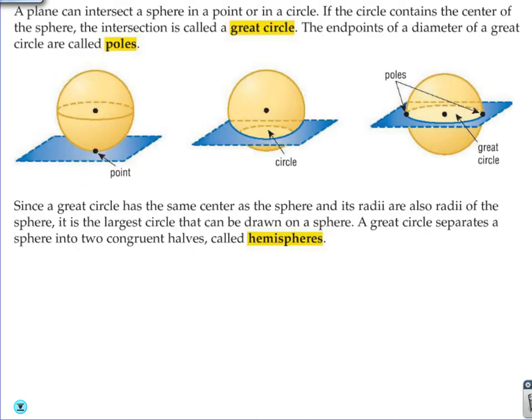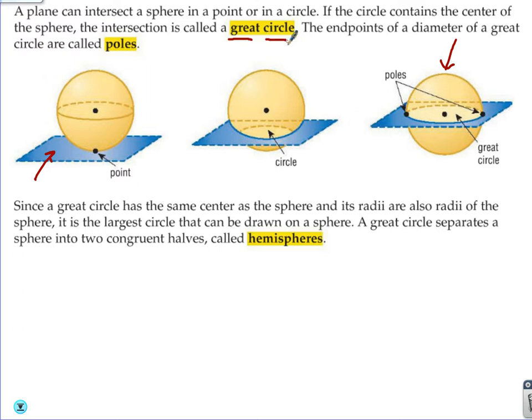A few more vocabulary words here. It says a plane, not an airplane, a mathematical plane. A plane can intersect a sphere in a point or in a circle. If you pass a plane through a sphere, you'll always get either a point or a circle. If the circle contains the center of the sphere, as it does over here, notice that this plane is passing through the center. The intersection is called a great circle.